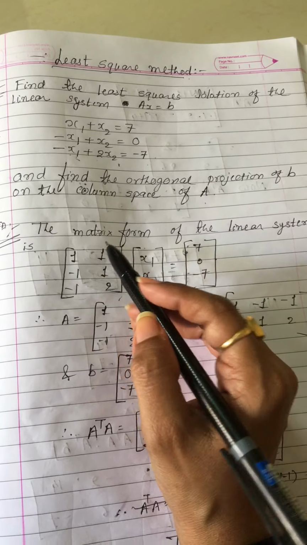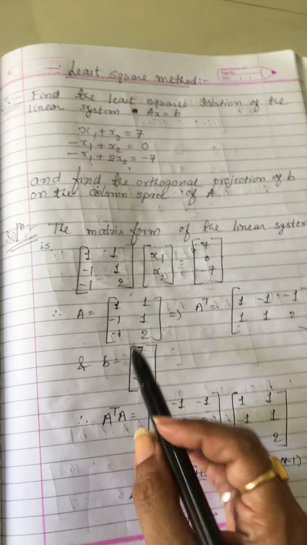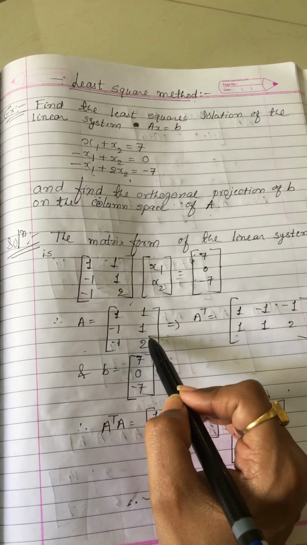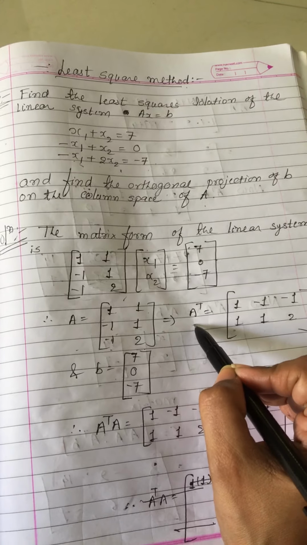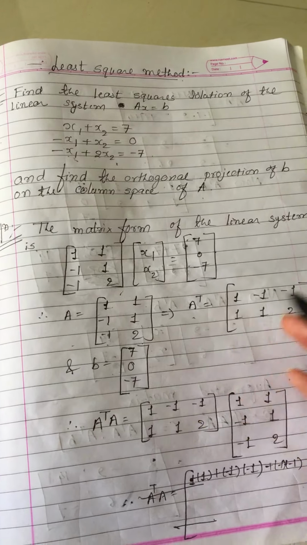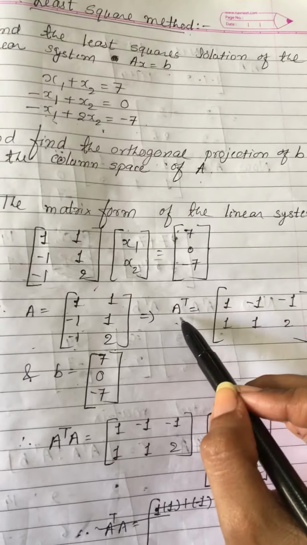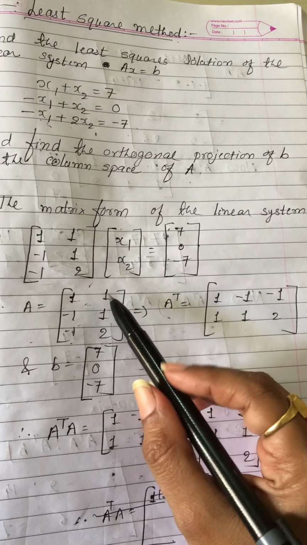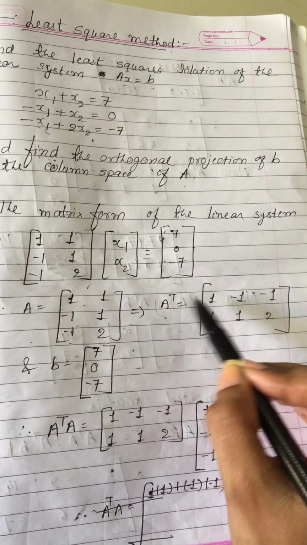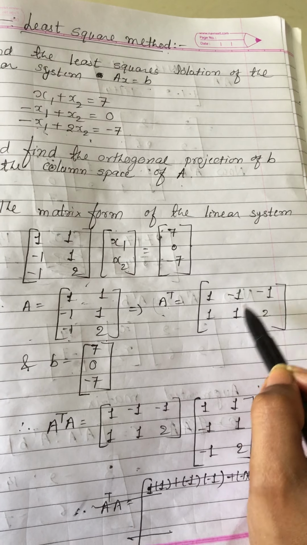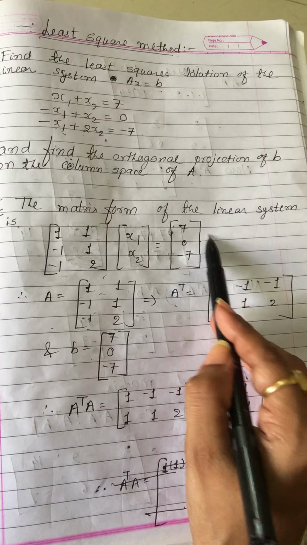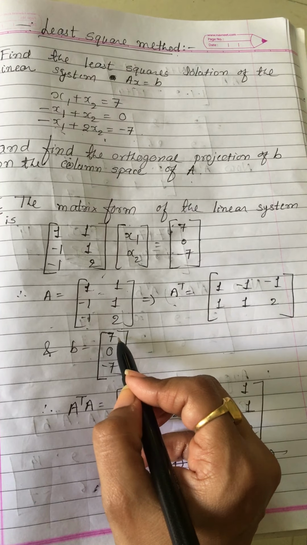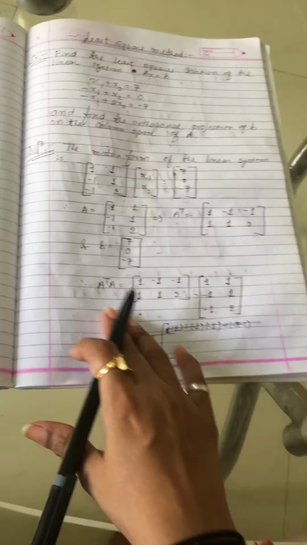I already converted. So your main matrix A is equal to nothing but 1 1, minus 1 1, 1 2. Okay, we take the transpose of this because we are going to use this in your example. So I already took the transpose of this, so the first row of this matrix is 1 minus 1 1 and the second row is 1 1 2. Now next we have matrix B here, which is equal to 7 0 and minus 7, that is your column vector.